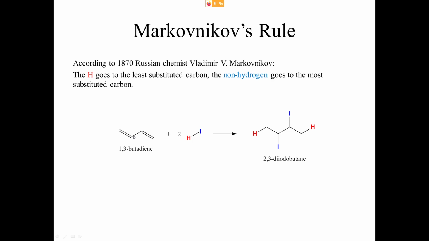Okay, so this analysis where you look at each side, count the number of hydrogens currently bound, make sure you get that right. Whichever one has the most gets the H. Whichever one didn't have the most gets the other atom, in this case I. Okay? Let's do one more example.